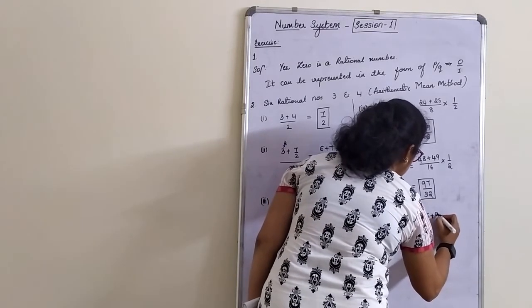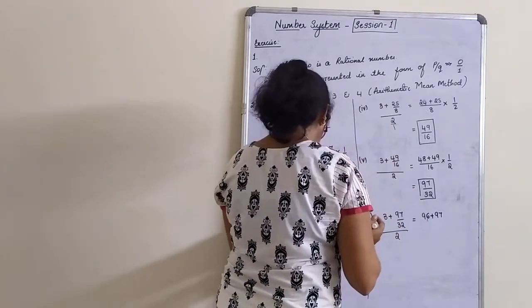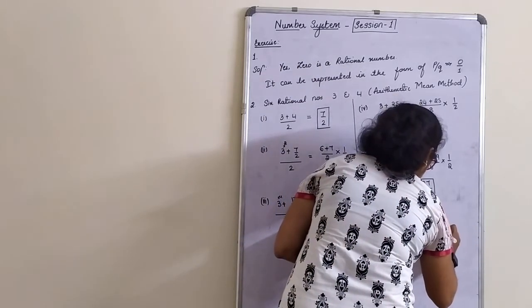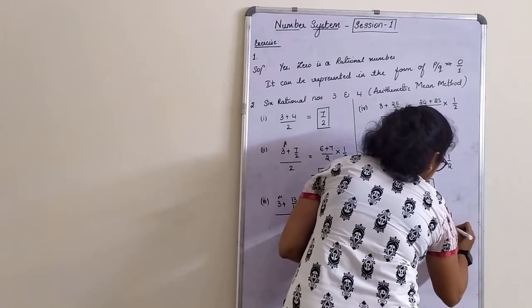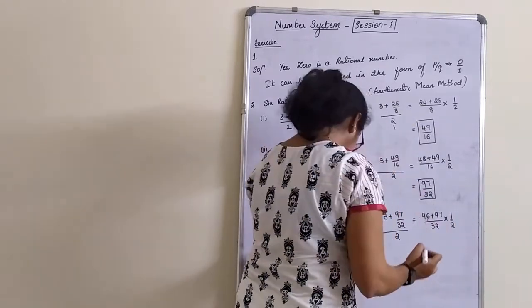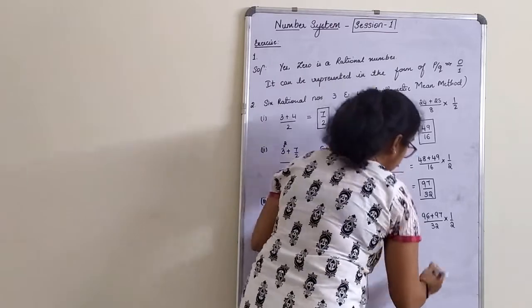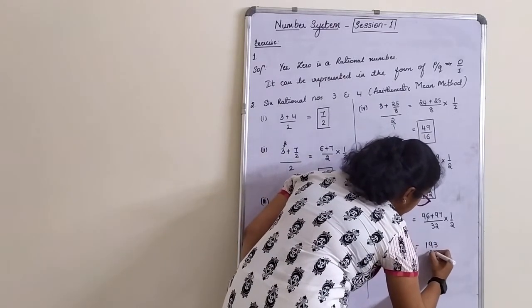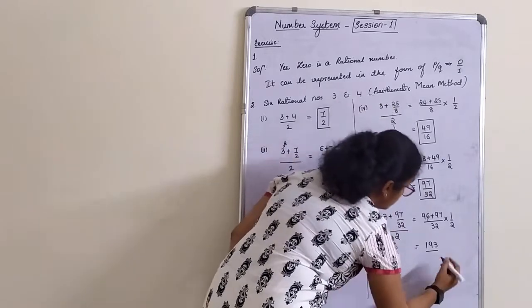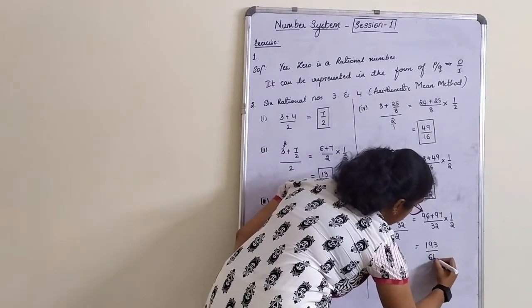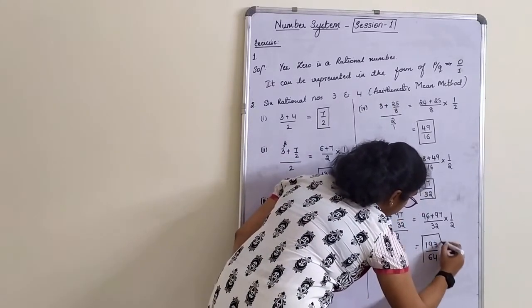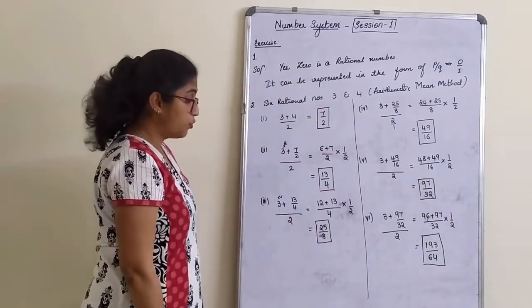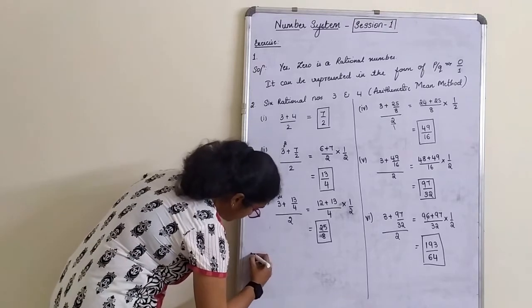96 plus 97, right? Divided by 32 into 1 by 2, reciprocal. 96 plus 97 is 193, divided by 32 twos is 64. Okay, therefore give the conclusion.